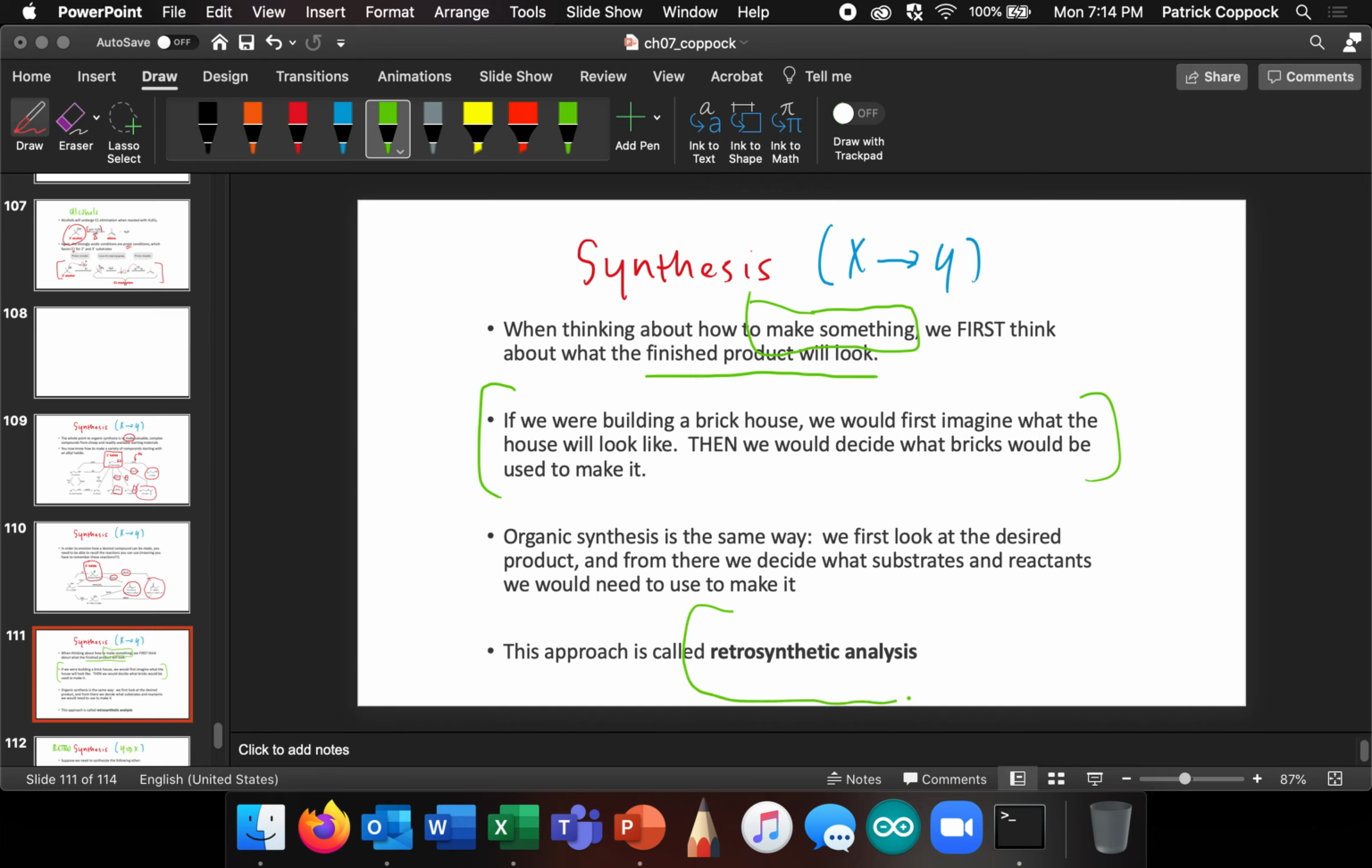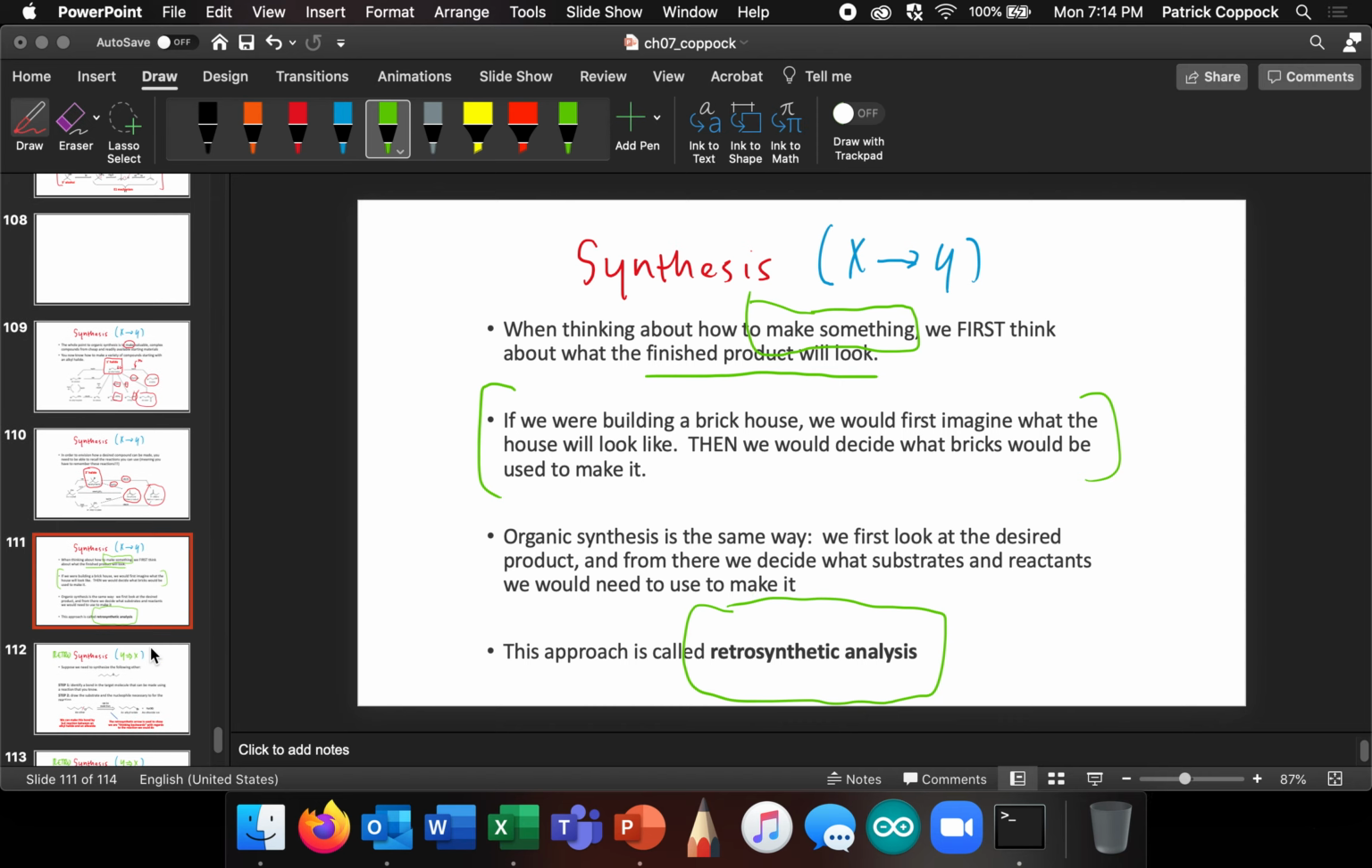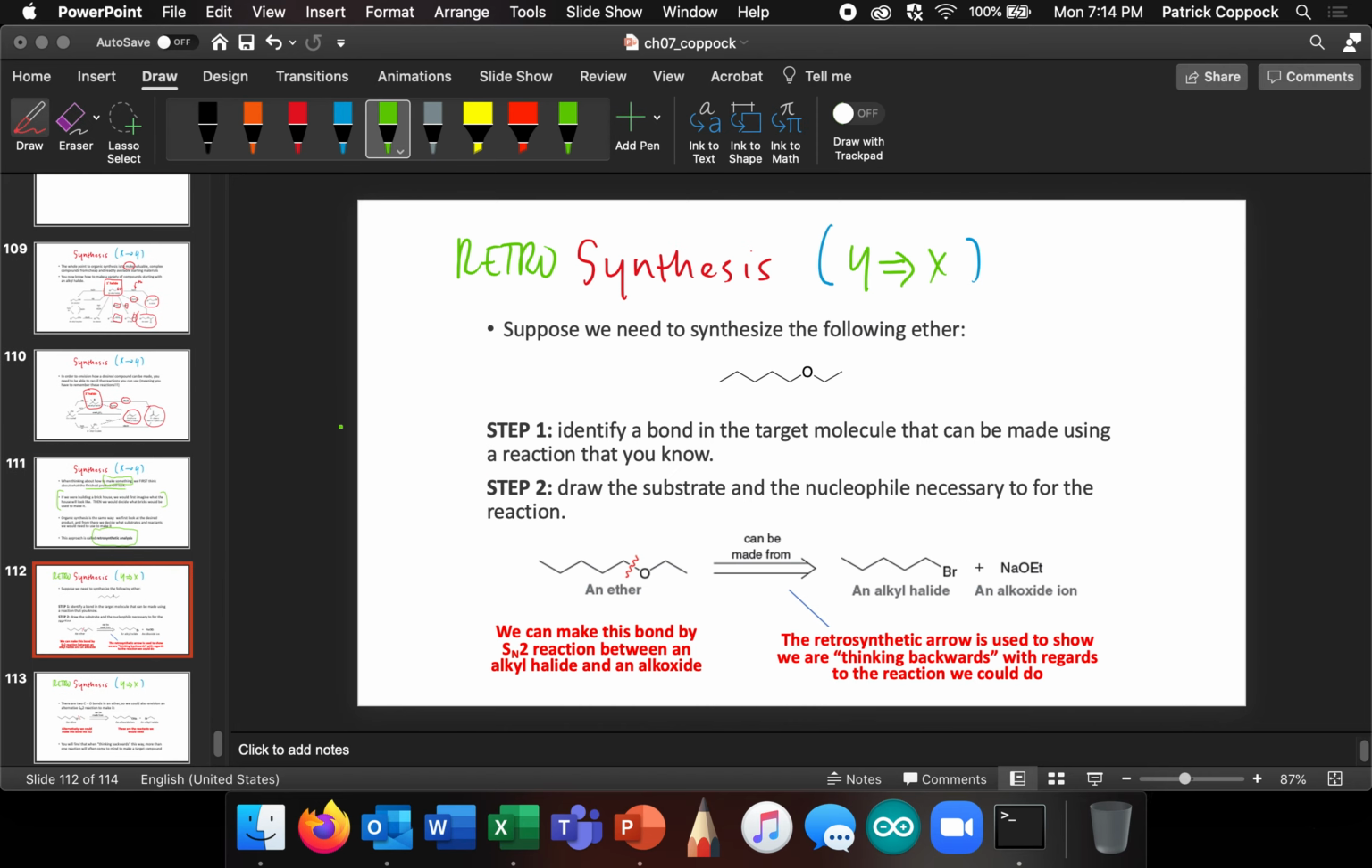Since we're doing it that way, we're going to call it retrosynthetic analysis. All right? So here's how we're going to do it. We're going to be thinking of the product, and we use a backwards arrow like that. That arrow can be interpreted as "can be made from." So Y can be made from X. That's what this means, okay? And we're going to use this a lot.